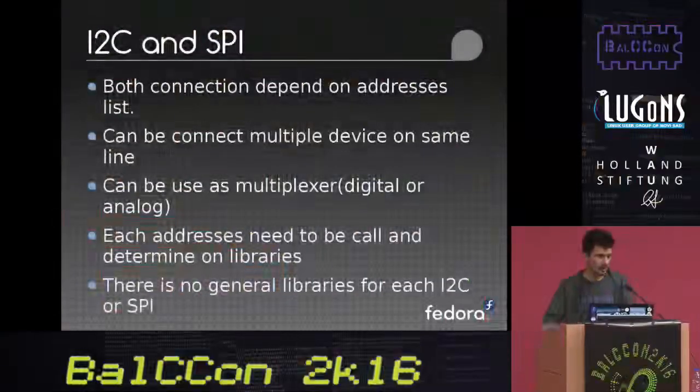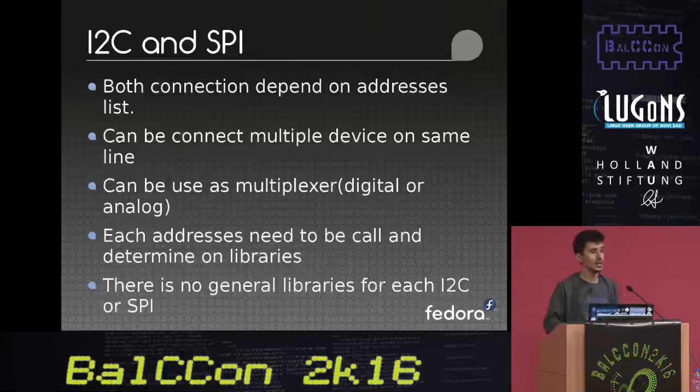So it's a multiplexer, can be analog, can be digital. Also, you can determine each address depending on your library. Which means you have to know your address list on your data sheet, and your hardware needs to be supported. Or if it doesn't have any support, you have to do it yourself.